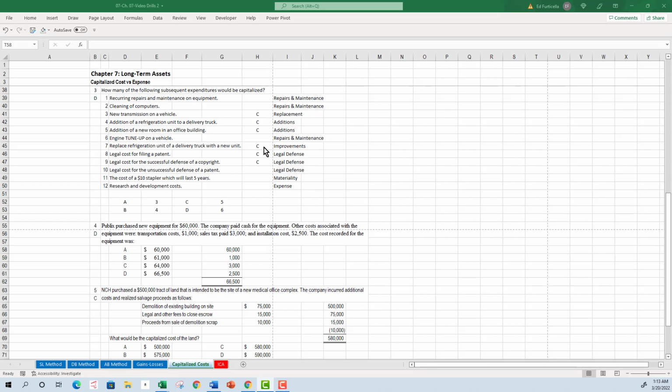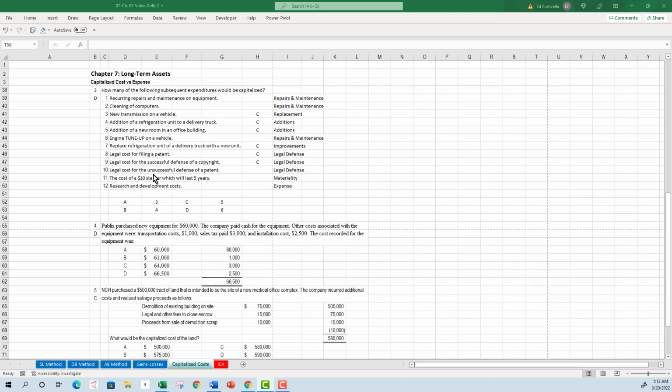Now, when it comes to intangible assets, we're typically talking about legal costs. The legal cost to file a patent would be capitalized to the cost of the patent, and legal costs associated with the successful defense of a copyright would be capitalized as well. Legal costs for unsuccessful defenses, on the other hand, are expensed.